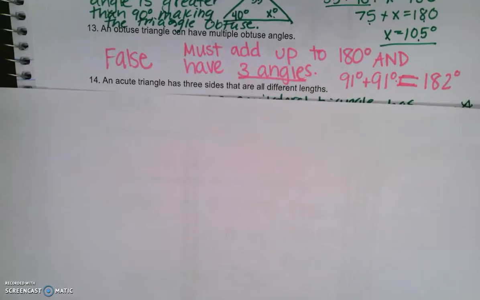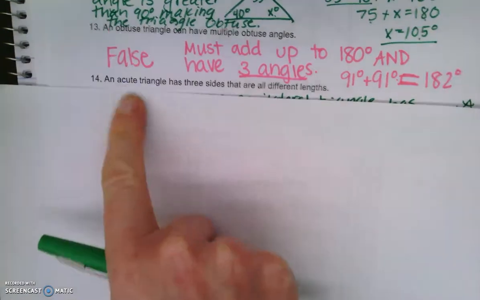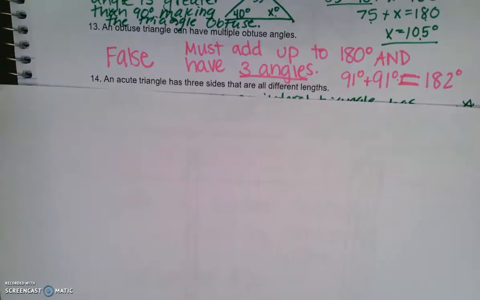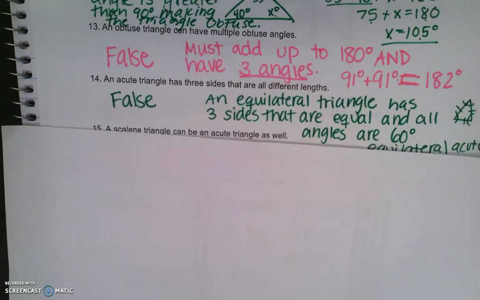An acute triangle has three sides that are all different lengths. Well, that's saying all acute triangles have three sides that are all different lengths. So if I find one counterexample where it's an acute triangle that not all of them are different lengths, that's either isosceles or equilateral, then I can make this a false statement. And this is called a counterexample. And this is indeed false.